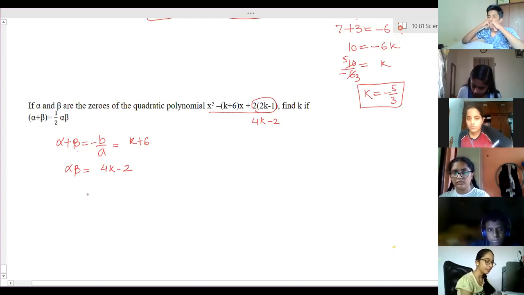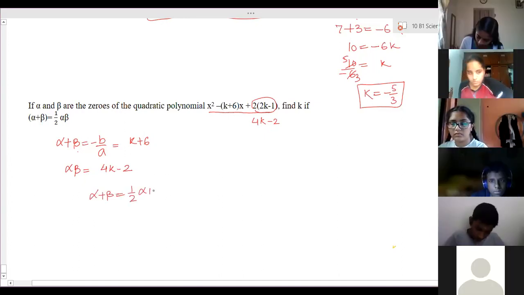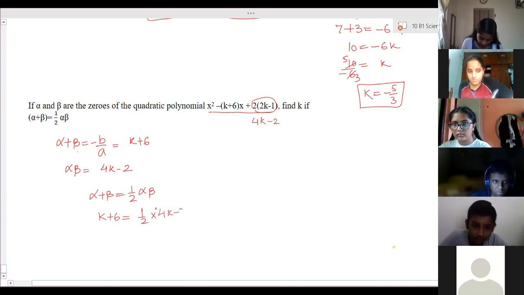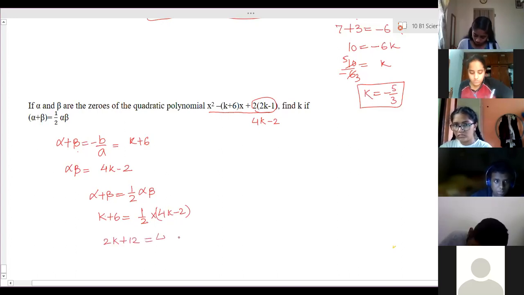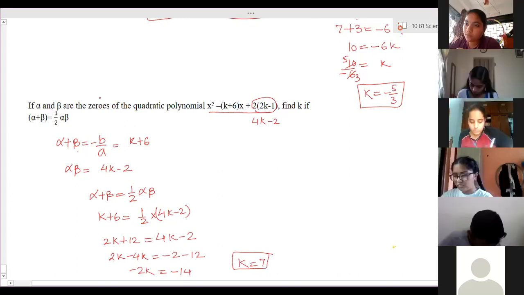And then we can substitute these values in alpha plus beta is equal to half alpha beta. So k plus 6 is equal to half into 4k minus 2. This 2 will transfer that side. 2k plus 12 is equal to 4k minus 2. So 2k minus 4k is equal to minus 2 minus 12, which gives minus 2k is equal to minus 14, which gives k is equal to 7. Ma'am, I made a mistake in the first part only. I wrote k minus 6 instead of k plus 6.